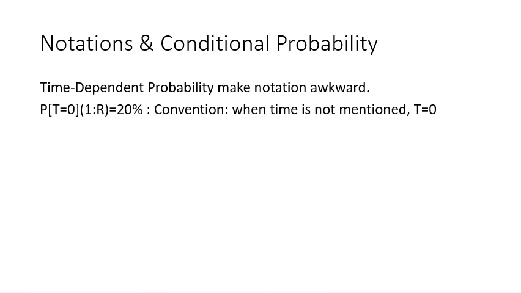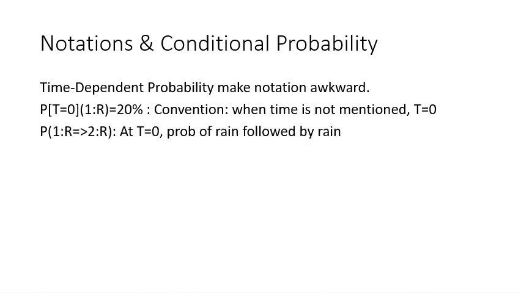So if we just want to simplify this, we can say that if time is not mentioned, then time is 0. And 0 is, again, by convention, a time at which nothing has happened. So all of the events occur after t equals 0. So here we can say that this is probability of rainfall on first day followed by rainfall on second day. And since there is no mention of time, the probability is at time equals 0.